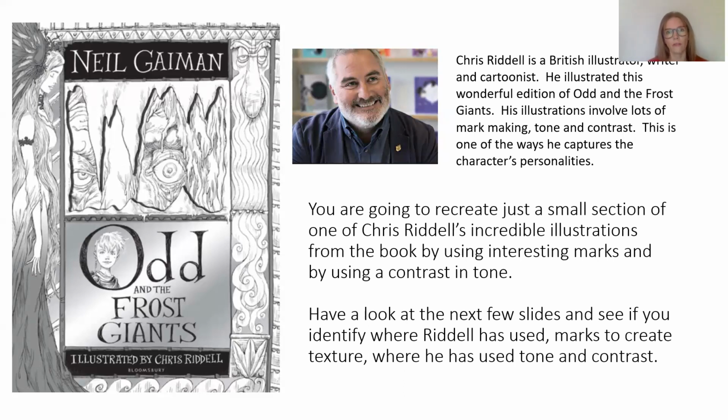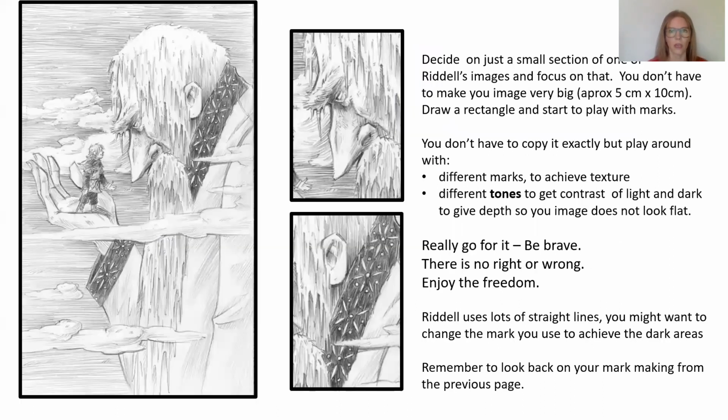In a second you will have a look, choose one that you think is appealing, and then focus in very closely on one section. I'll show you some examples here. Can you see? We've got this image here, and then these images have just focused in really closely. You've got the nose of the frost giant, and then this one, his ear, and the outline of his clothing there. So you need to decide on a small section of one of his images, and that's what you're going to focus on. Now it says here you don't have to make your image very big.